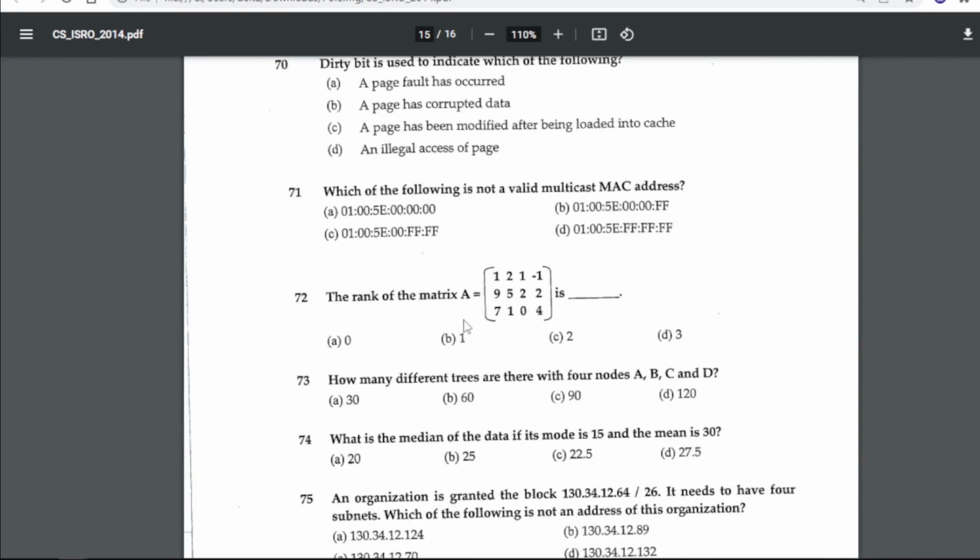Now question number 71: which of the following is not a valid multicast MAC address, right? So it is asking about the multicast MAC address.